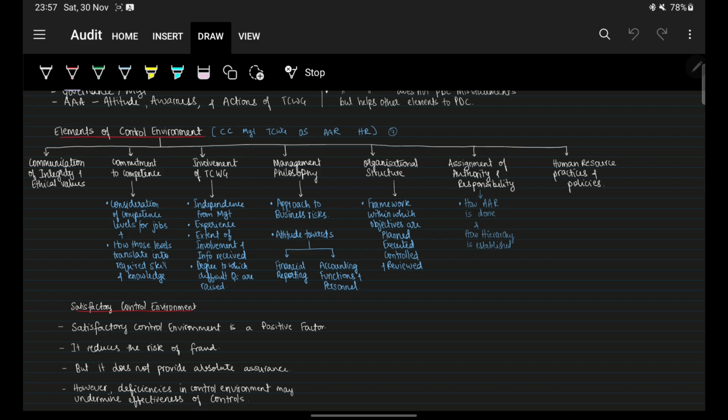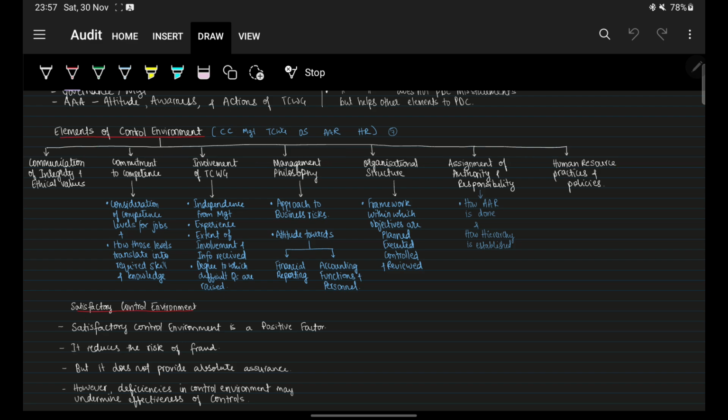So firstly, there is communication of integrity and ethical values, commitment to competence, involvement of TCWG, management philosophy, organizational structure, assignment of authority and responsibility, and lastly, human resource practices. Okay. CC, MGT, TCWG, OS, AR, HR.